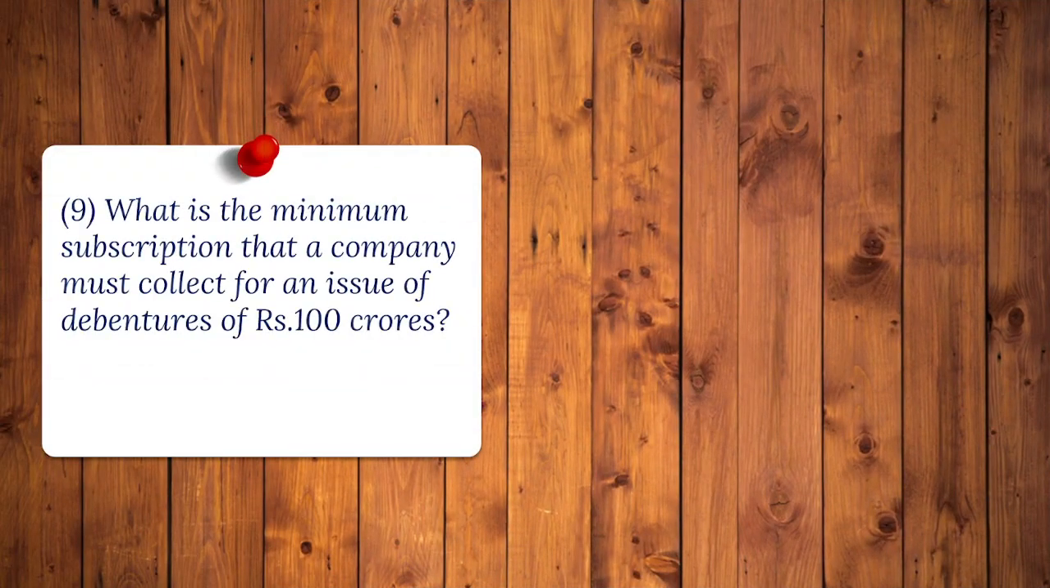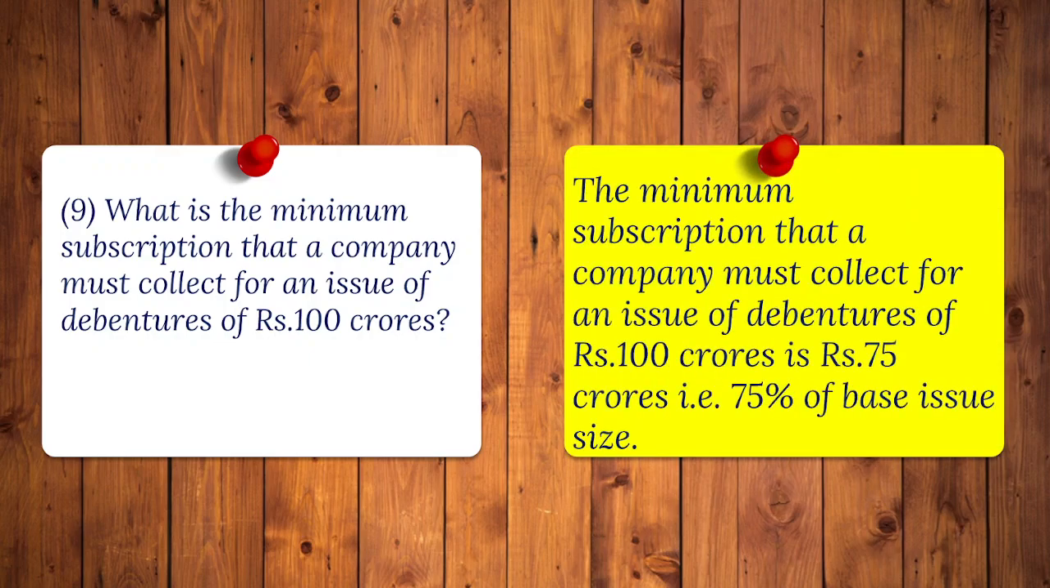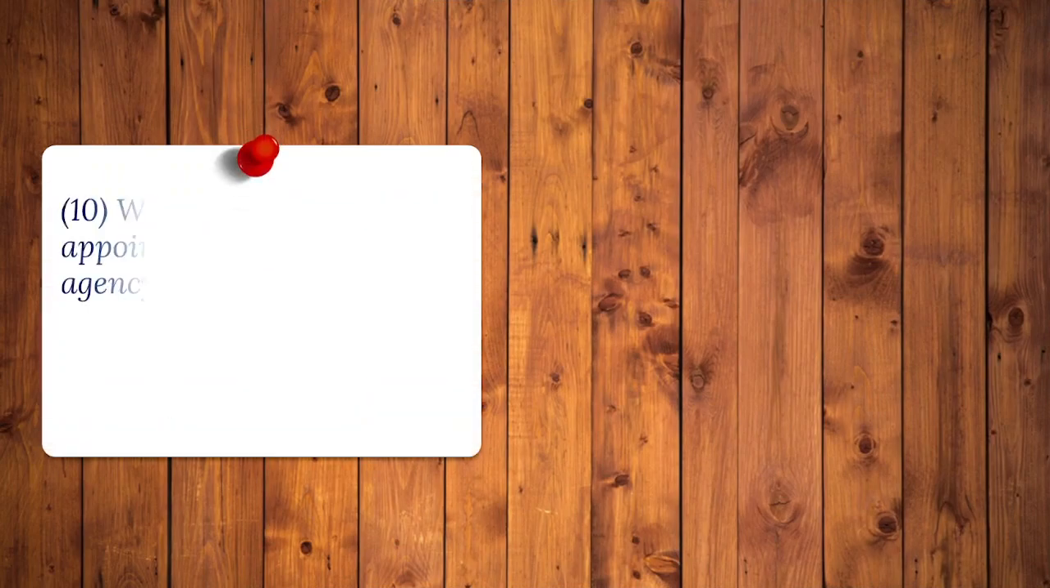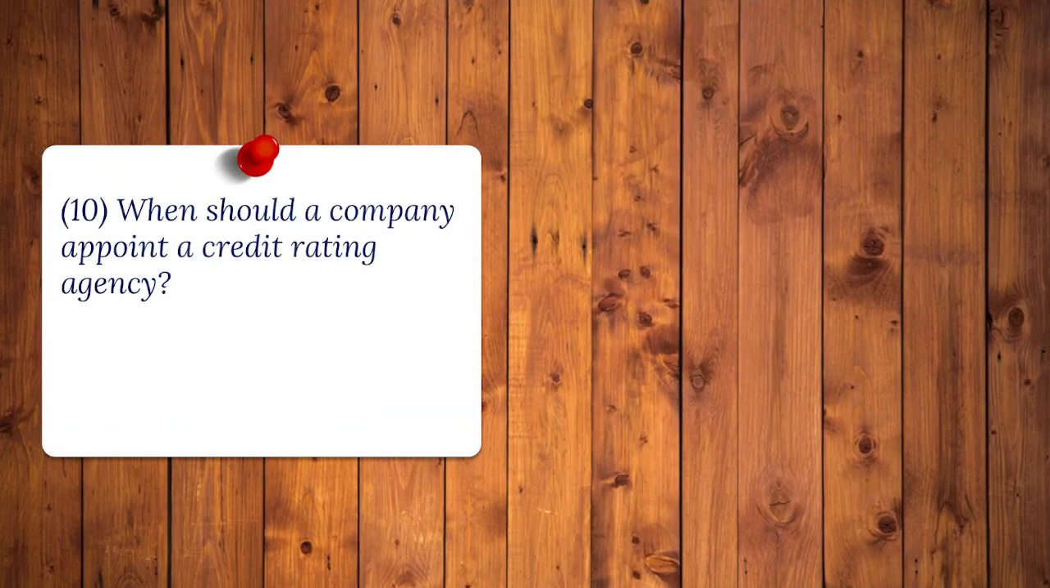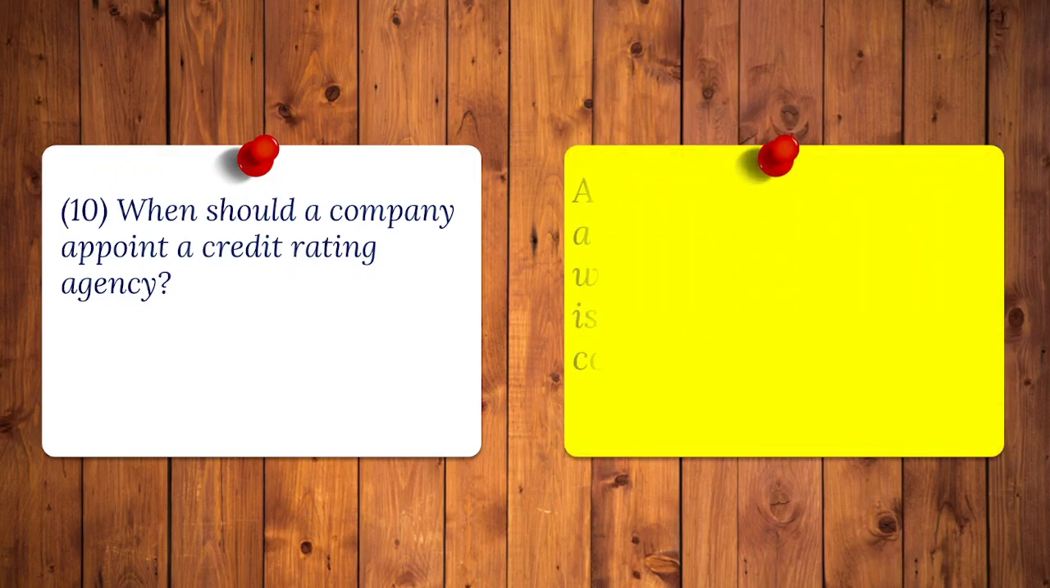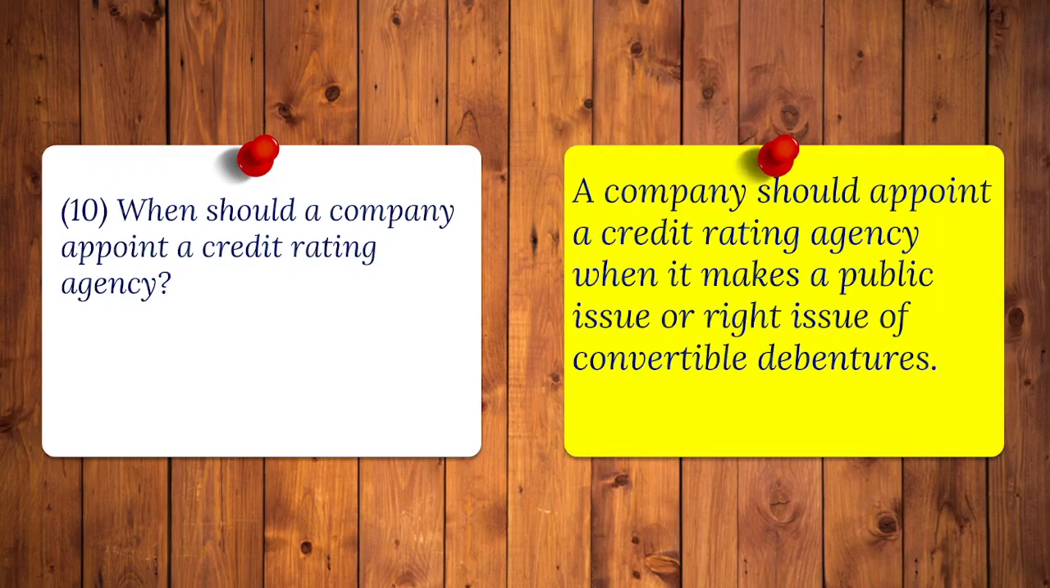9. What is the minimum subscription that a company must collect for an issue of debentures of rupees 100 crores? Answer. The minimum subscription that a company must collect for an issue of debentures of rupees 100 crores is rupees 75 crores, that is, 75% of base issue size. 10. When should a company appoint a credit rating agency? Answer. A company should appoint a credit rating agency when it makes a public issue or right issue of convertible debentures.